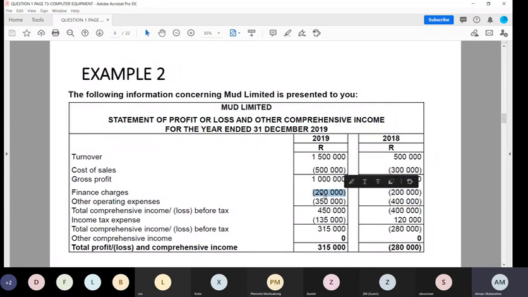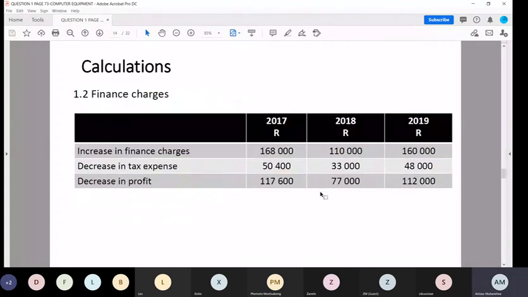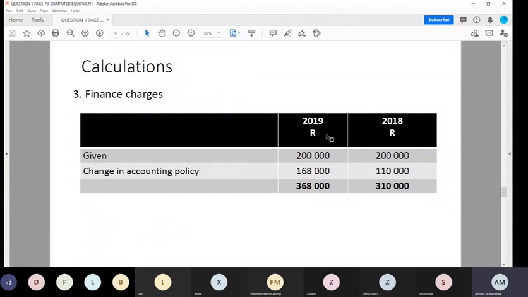And according to the change in accounting policy, I've indicated that it's going to increase our finance charges in 2019 by 168,000 and in 2018 by 110,000. So the total finance charges that are going to go to the statement of profit and loss will be 368,000 and 310,000. That's how we got it. Now the question is, do you necessarily need to show this calculation in table form? It's up to you. You can do it on the face of the statement itself, as long as we can see that these are your calculations.